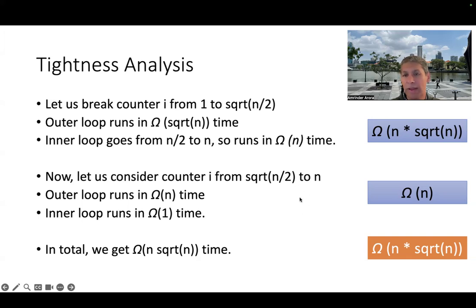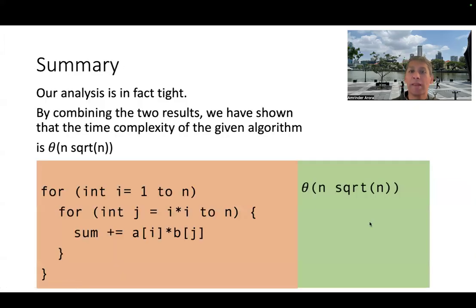And then there's more. You can analyze this further, but it's not really needed because you can see that this part of the algorithm already takes big omega of n square root of n time. So in total, we're going to get at least n square root of n time. And now we can put these two analyses together. We have shown that the time complexity of this algorithm will not be any more than n square root of n. And then we have shown that it won't be any less than n square root of n. Therefore, now we can say that the time complexity of this algorithm, this computer program, is theta of n square root of n.